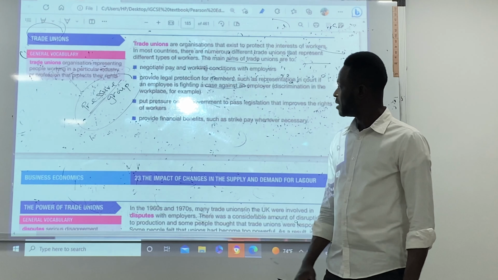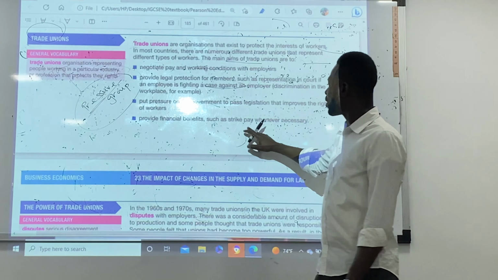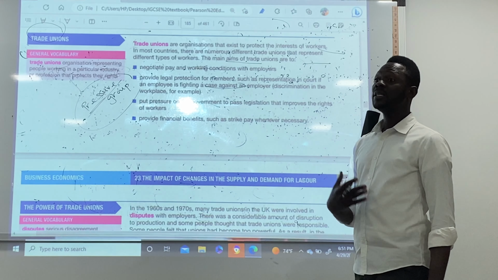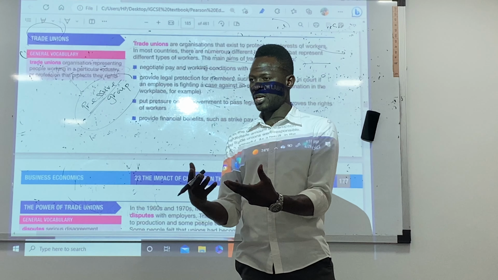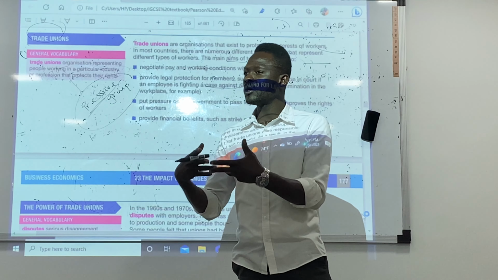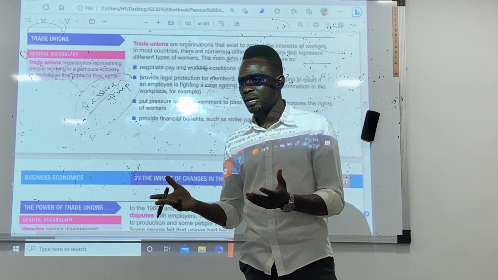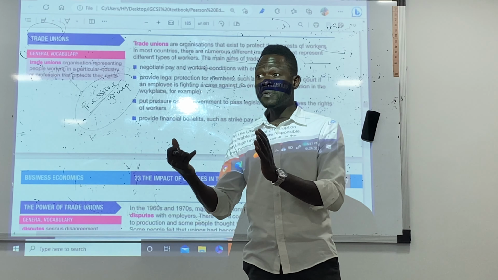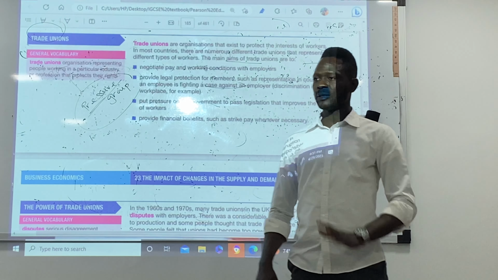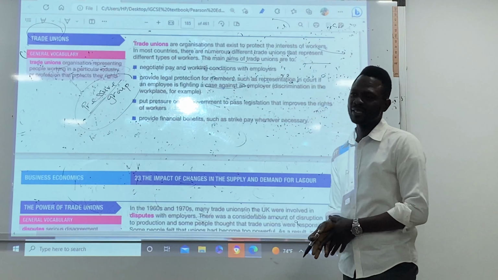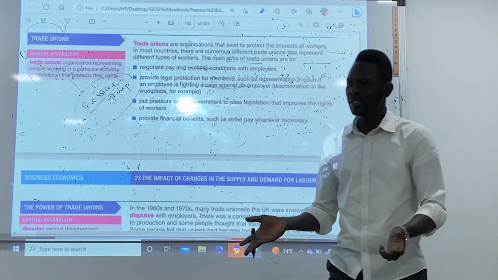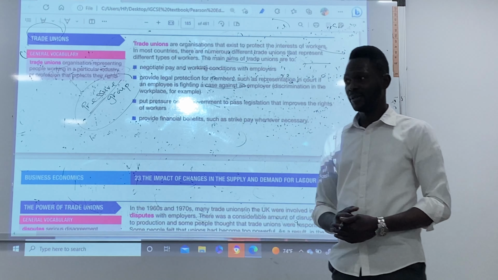Is it clear? Provide financial benefits such as strike pay whenever necessary. They can also pay you if there is industrial action like a strike. When there is a strike, your company might not want to pay you, but they can pay. Because you are their members, they protect you and ensure that you are fine. Is it clear?